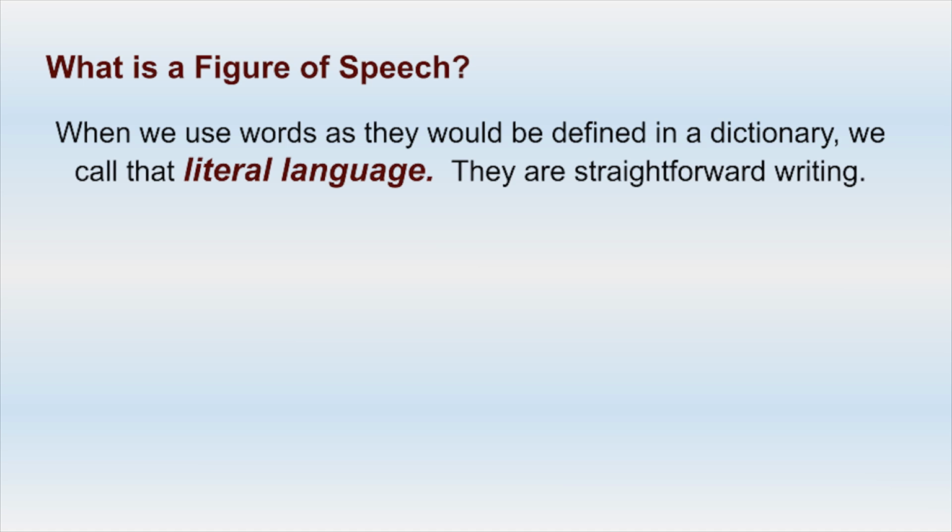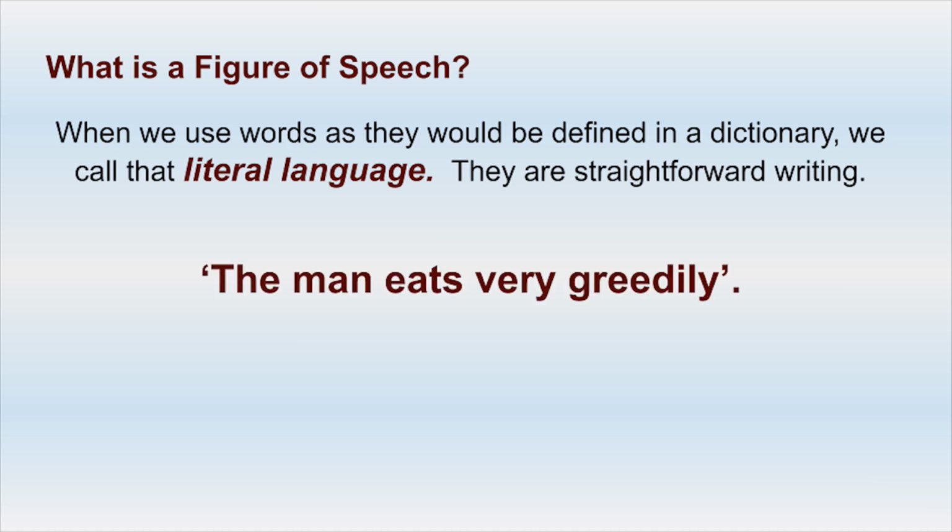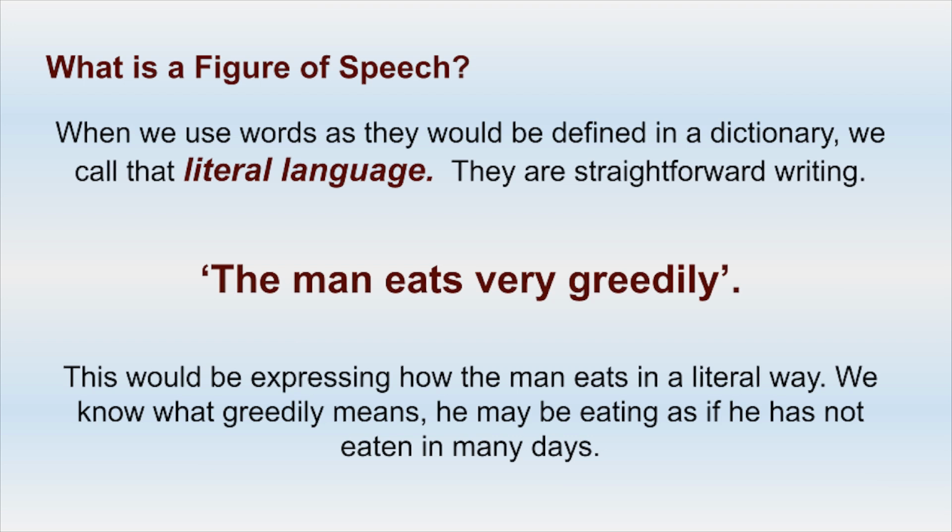When we use words as they would be defined in a dictionary, we call that literal language. They are straightforward writing. For example, if you wish to say that a man's table manners are very poor and that his eating behavior is very upsetting to those around him, you may say, the man eats very greedily. This would be expressing how the man eats in a literal way. We know that greedily means he may be eating as if he has not eaten in many days.